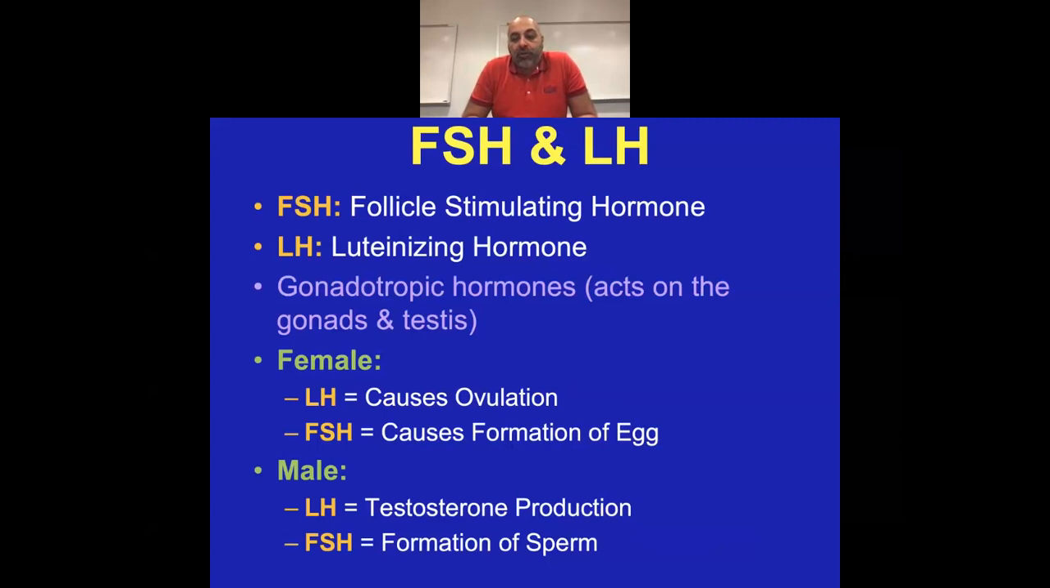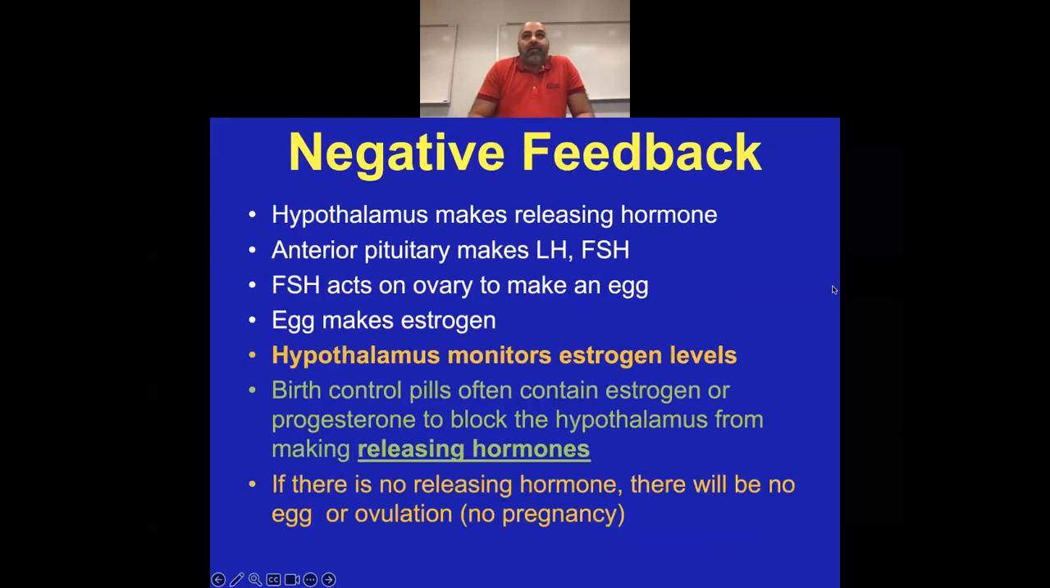In the male, luteinizing hormone causes testosterone production. FSH causes formation of sperm. So negative feedback: when the egg makes estrogen, it stops FSH. This is why we use estrogen and progesterone to stop the release of FSH. That's contraception. By stopping the release of FSH, the woman does not ovulate. She does not produce an egg.